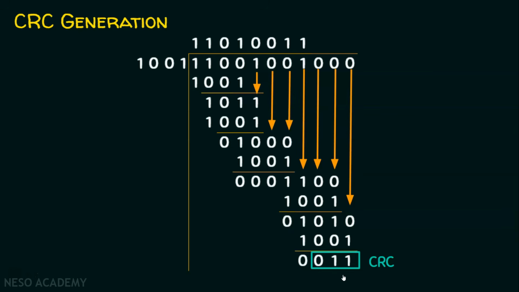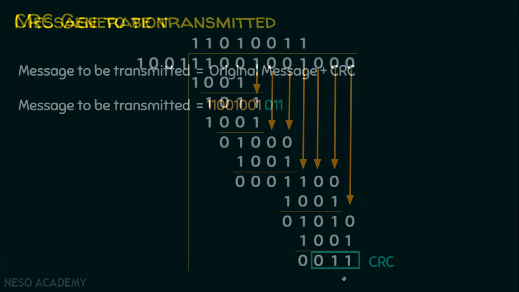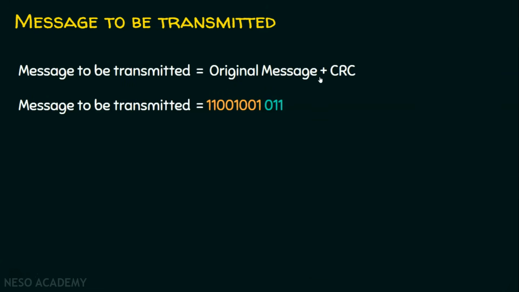Now we are required to find the message to be transmitted. We know the message to be transmitted is the original message appended with CRC. Here this plus denotes appending. The original message that is given in the question is 1 1 0 0 1 0 0 1 and then just append the CRC. We have calculated the CRC, that is 0 1 1. So we know the message to be transmitted is 1 1 0 0 1 0 0 1 0 1 1.